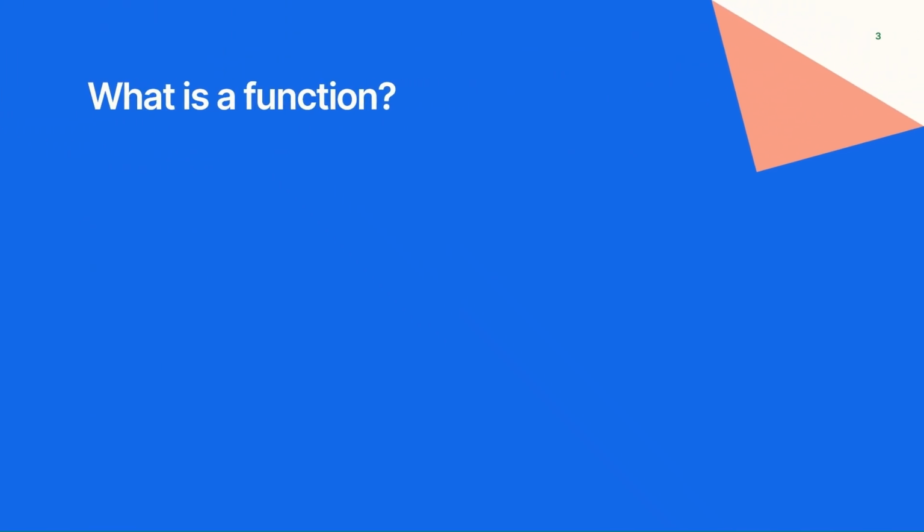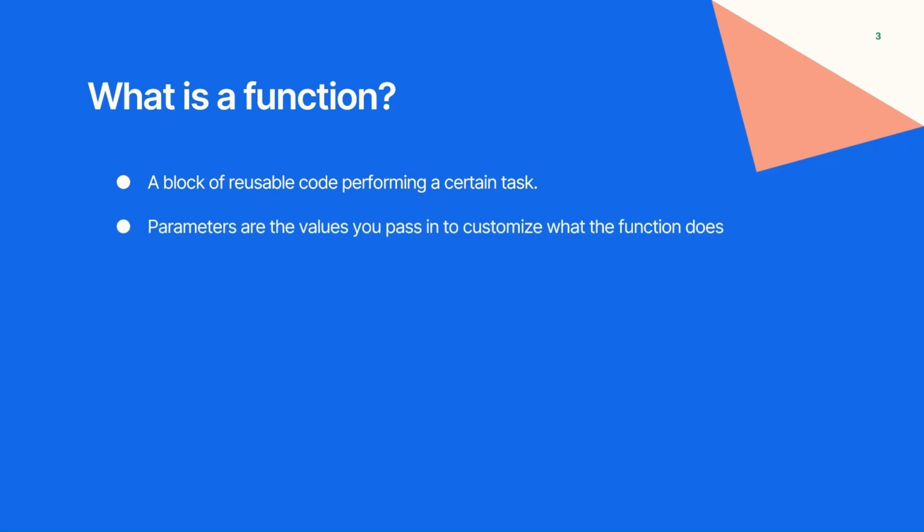What exactly is a function in Python? A block of reusable code performing a certain task. That means once you write it, you can use it as many times as you want without repeating the same logic. Parameters are values you pass in to customize what the function does. It can access inputs and return a result. Most functions process something and give you an output using the return keyword.